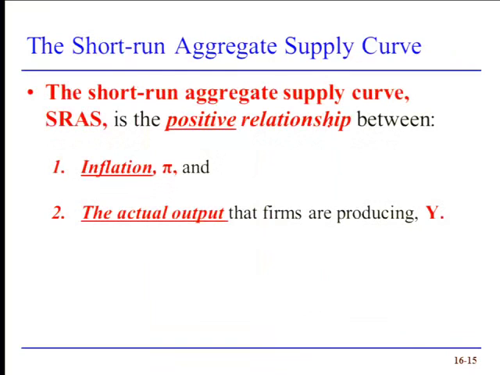Now, our third relationship is our short-run aggregate supply curve. In the short-run aggregate supply curve, we have a positive relationship between inflation and the level of economic output. Now, remember, for our aggregate demand curve, economic output was our endogenous variable. For our short-run aggregate supply curve, inflation is our endogenous variable.